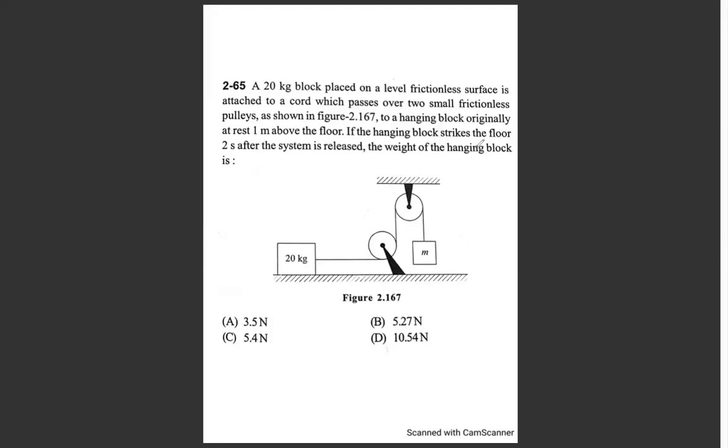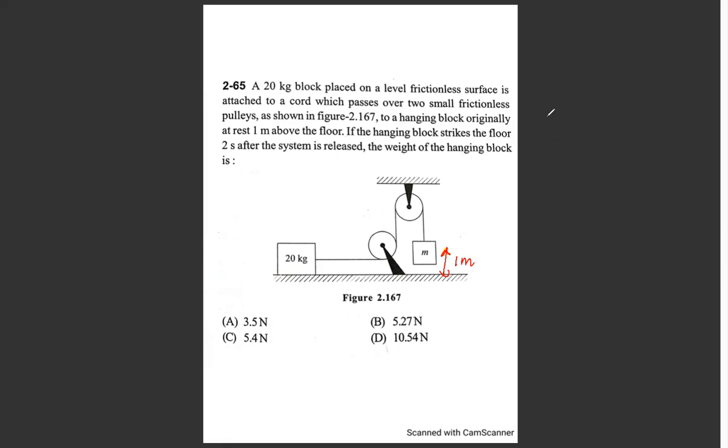This is a very easy one. The situation is something like this. The initial separation of this M with the ground is given here, and this is 1 meter. The block is originally at rest at a height of 1 meter from the ground, and we are releasing it. The hanging block strikes the floor 2 seconds after the system is released.